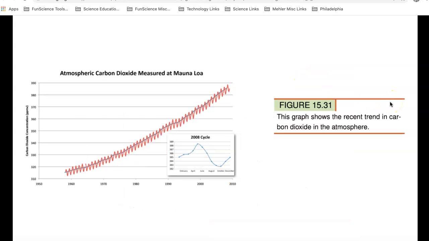Take a look at this. This is just carbon dioxide. This graph shows the recent trend for carbon dioxide, and this was from a couple of years ago, we're well over 400 parts per million. That's how the carbon dioxide is measured.